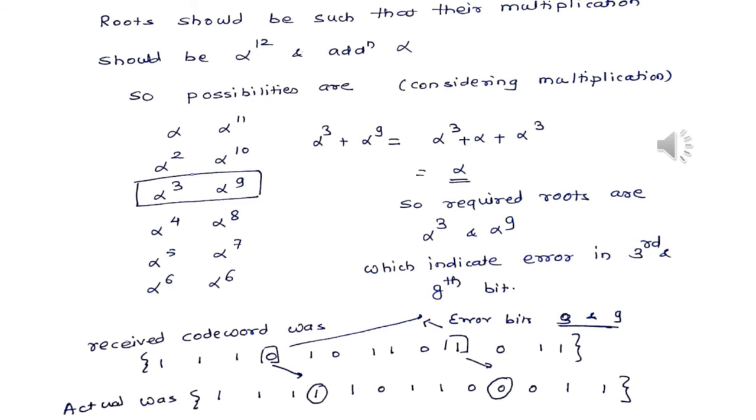So again I am giving you the received code word. The received code word was 1110, 1011, 0110 and again 11. And we saw bit number 3 was in error and bit number 9 was in error. I have also given you the actual code word, which was the last code word, right? So these 2 bits were in error. So now alpha cube and alpha 9 indicate that bit number 3 and bit number 9 are in error. And as these are binary codes, you just have to invert the bits. So wherever you have 1, if that is in error, you make it 0, and wherever you have 0, you make it 1. So this is how you decode the BCH received code.